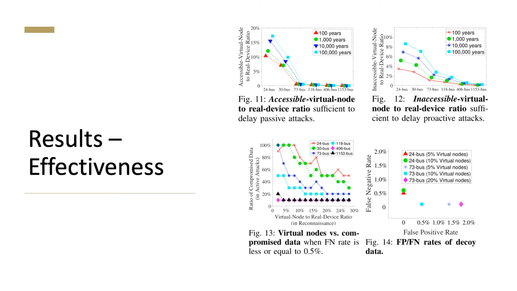And here is the performance against active attacks, and here is how much of the measurement the attacker should tamper with to get the false negative rate below 0.5% or above 0.5%. I can't really remember, but this is just showing that DevRack is able to defend against passive, proactive, and active attacks.